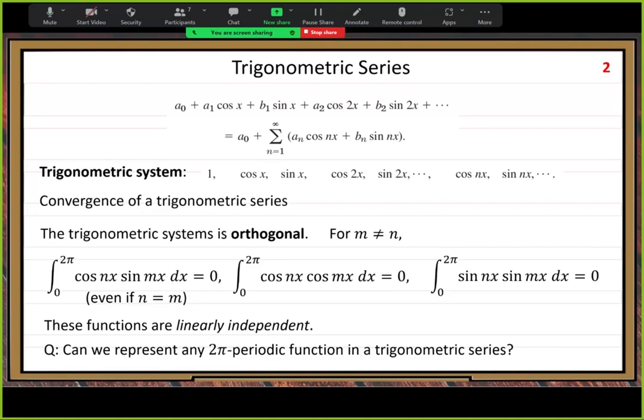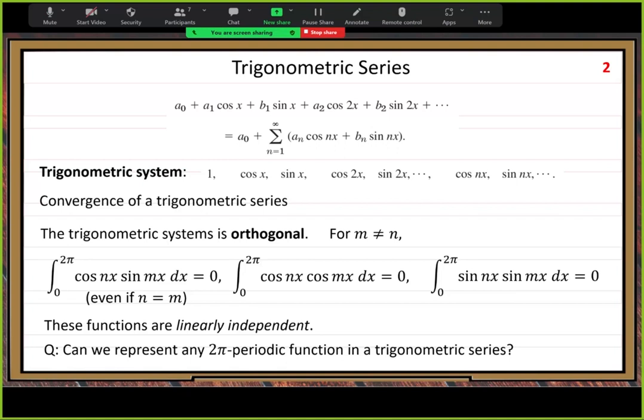Important question: can we represent any 2 pi periodic function in the trigonometric series? The answer is yes, but under some conditions. You need to make sure the function is good enough, following some reasonable conditions. Because in our real world applications, most of the periodic phenomena we can use reasonably good functions.